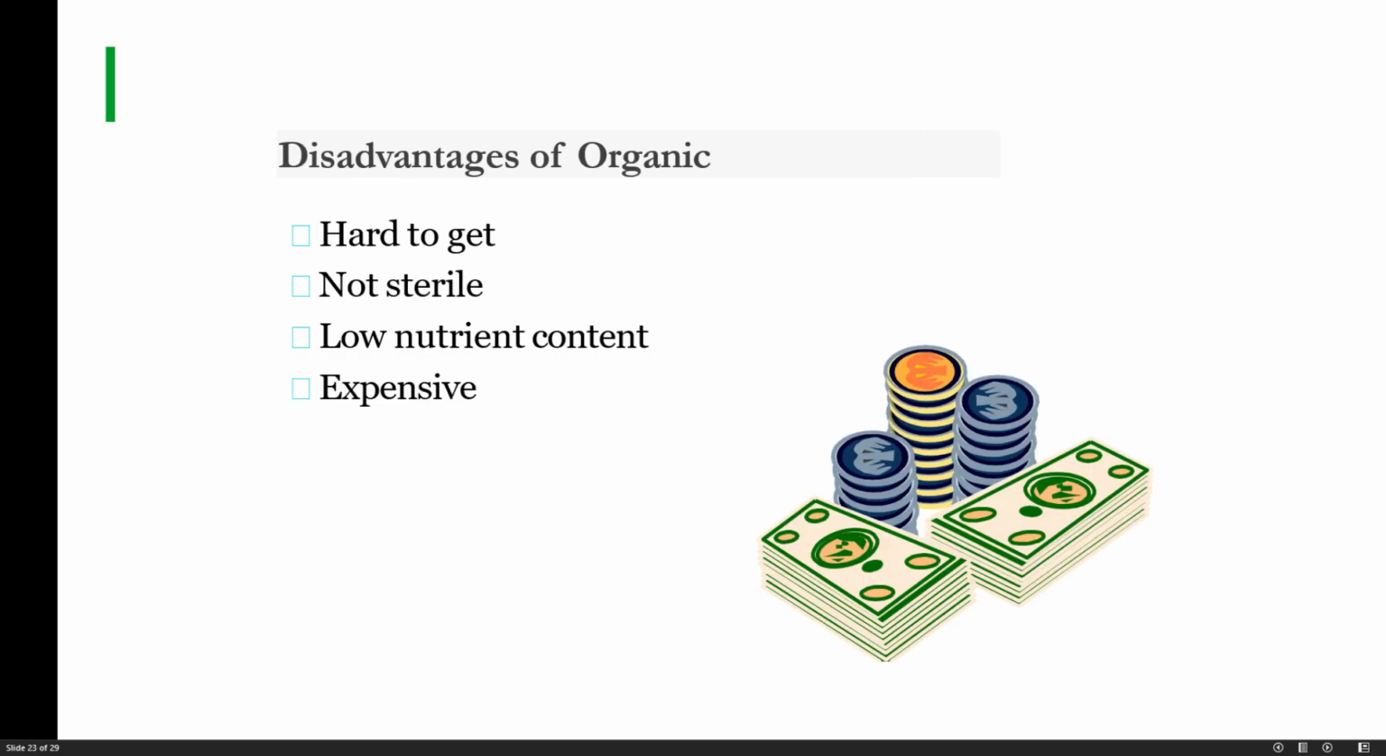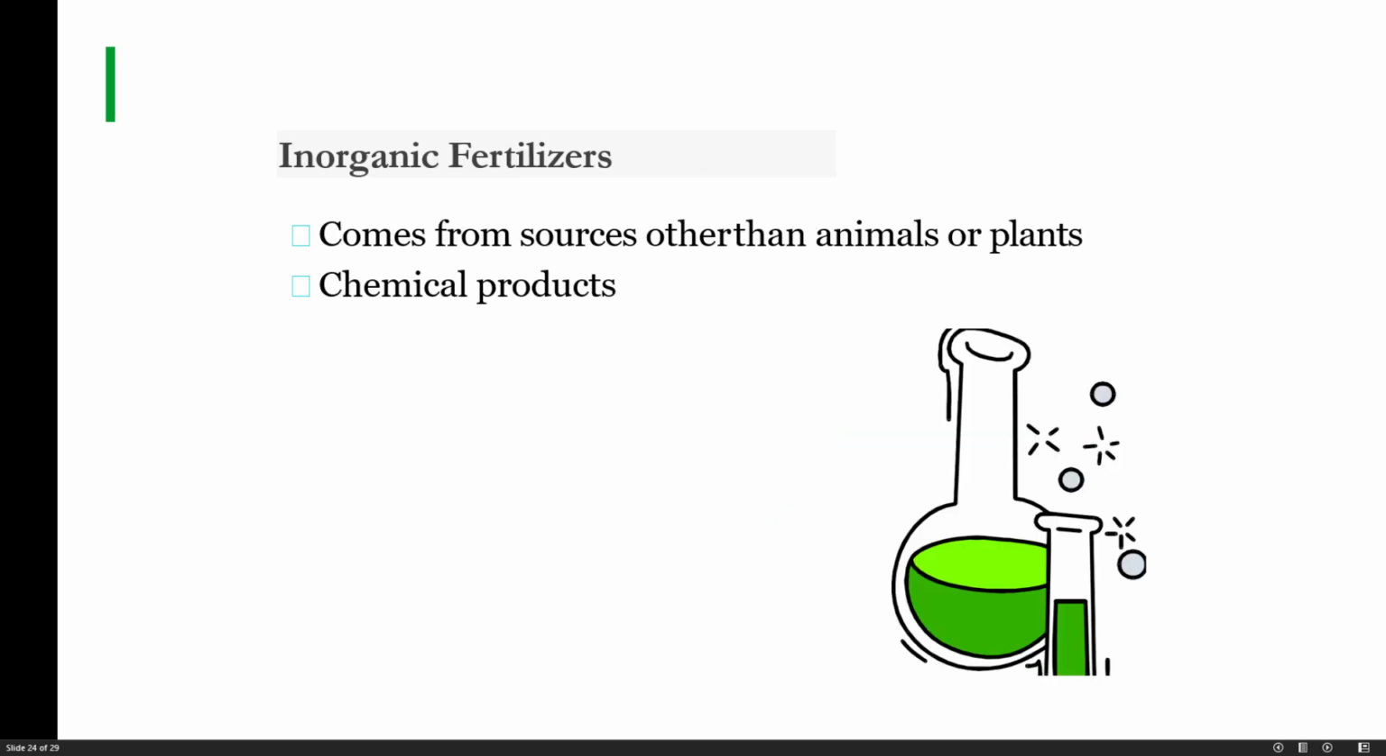Okay? Ang disadvantage ng organic, hard to get kasi hindi naman lahat kaya mag-produce ng mga materials na kailangan sa organic fertilizers, di ba? Not sterile, low nutrient content, and expensive. So dahil hindi lahat nakakagawa ng organic fertilizers, medyo mahal siya. Yun nga lang ang kinaiba niya.